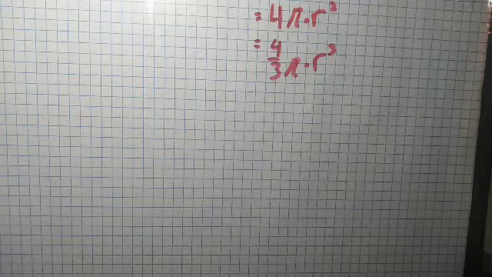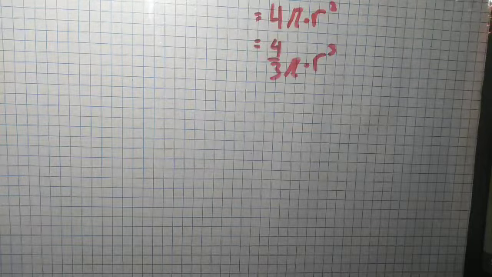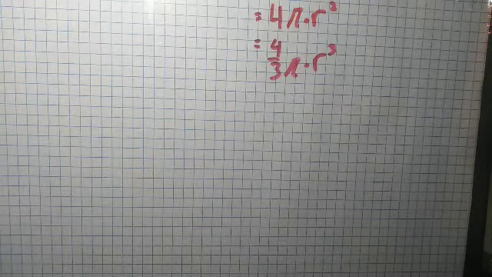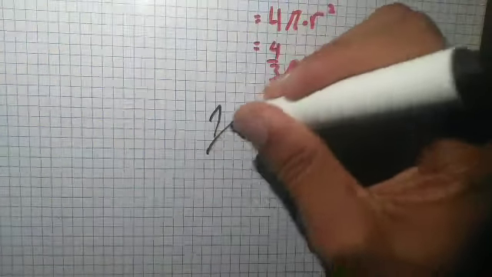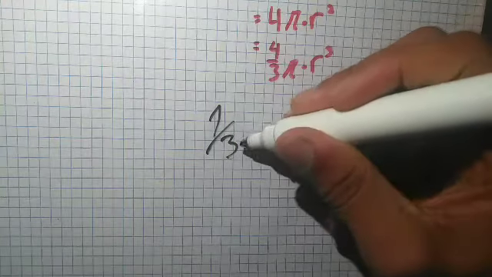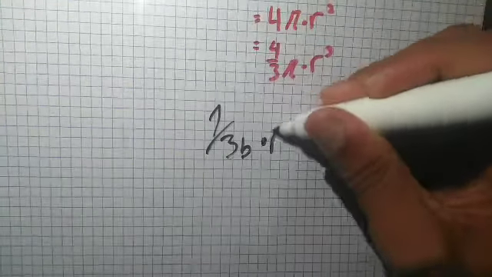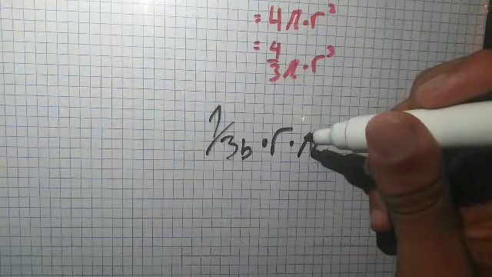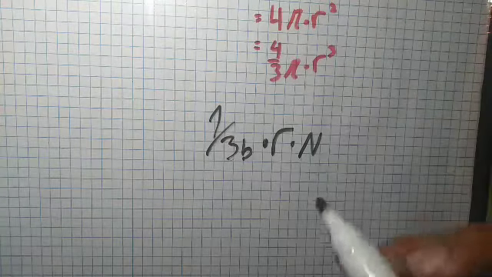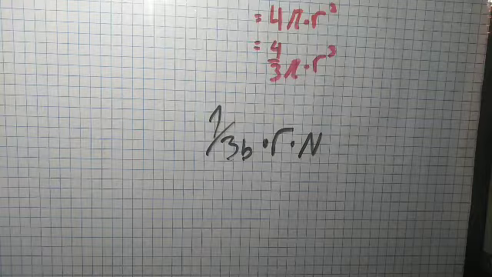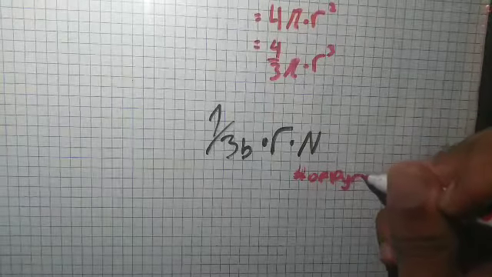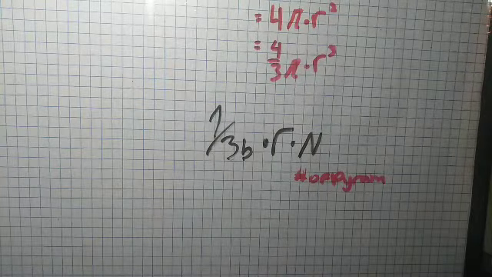The surface area, sorry, the volume of a sphere. We're trying to figure that out based on the pyramids that make up the sphere. So we need a little bit more reference. The volume of each pyramid is equal to 1/3 of the base times the radius, times the number of pyramids. And as before, I'll write it out for you. N is represented as the number of pyramids.